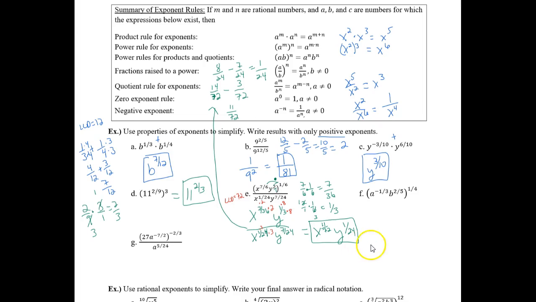Alright, why don't you guys go ahead and take a minute and try examples F and G. Okay, there's some negative exponents. Just keep in mind that negative exponents take the reciprocal.